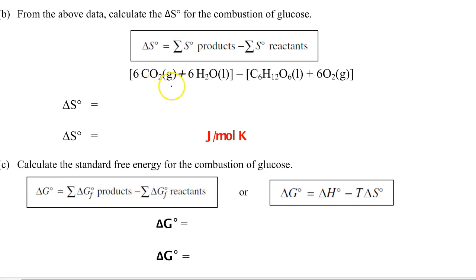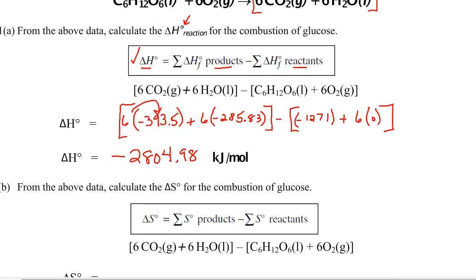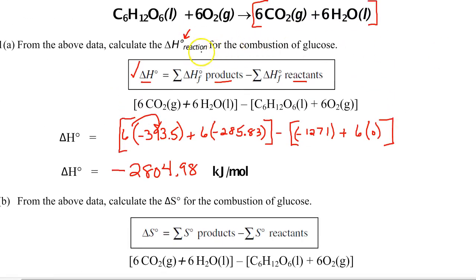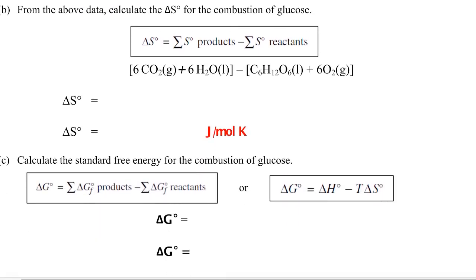And notice I was very nice. I put the products here, and the reactants here. Obviously you're not going to have that, but delta S is done the same way. It's the sum of the products. So again, the products are going to be CO2, 6 of them, and 6 water molecules. It sounds very simple, but I want you to go through it.